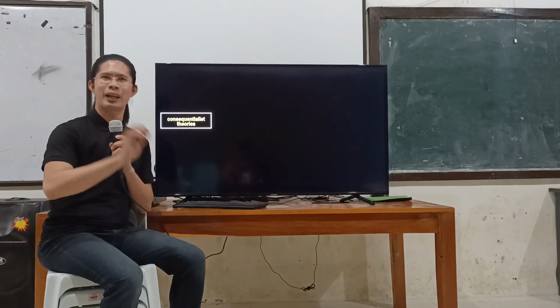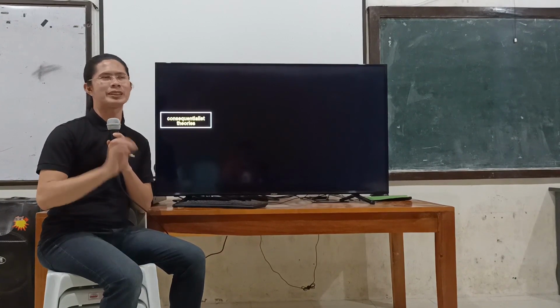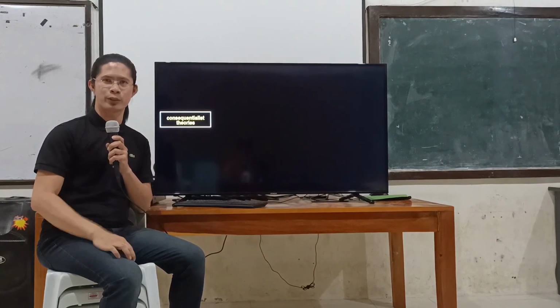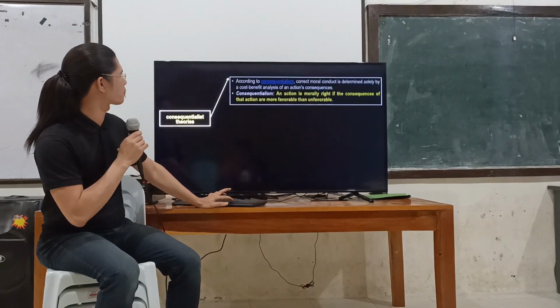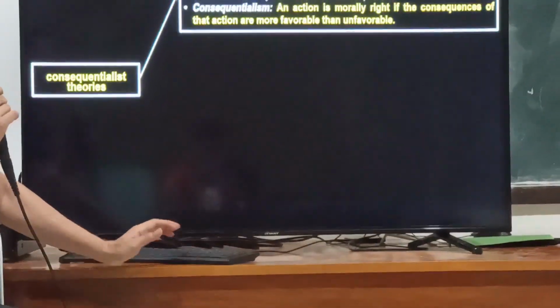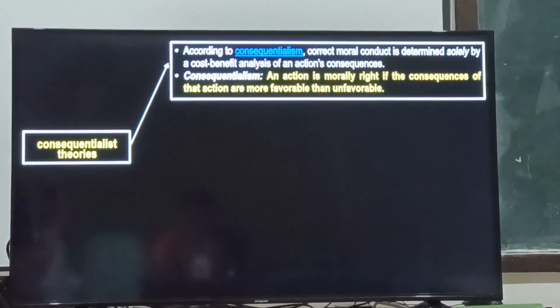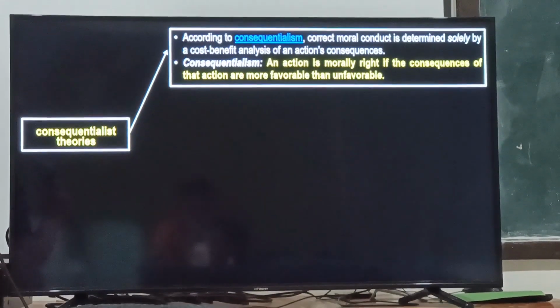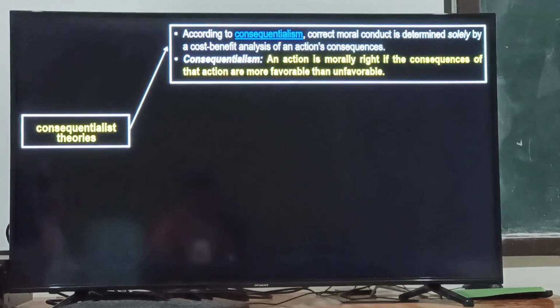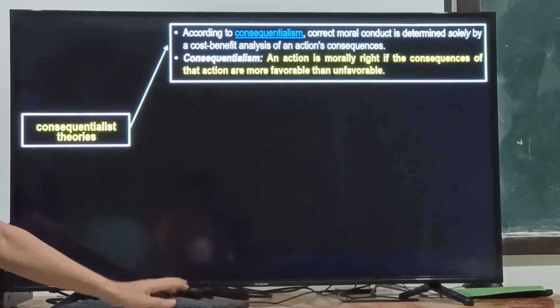If the consequences are pleasurable or if the consequences are good, then we have to do that thing. If the consequences are bad, then we have to avoid that. That's a general principle in consequentialist theories. An action is morally right if the consequences of that action are more favorable than unfavorable.